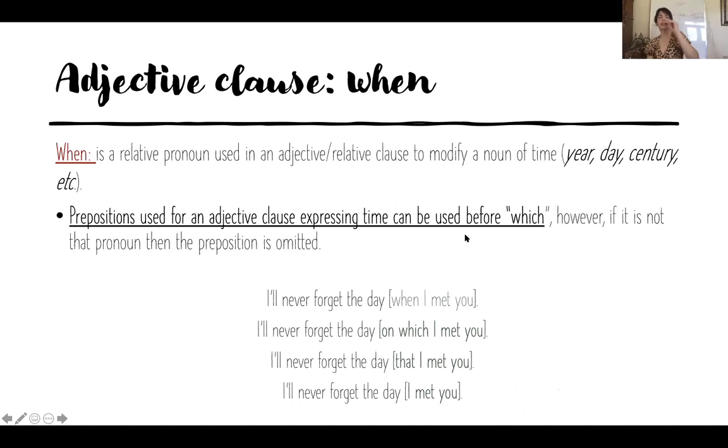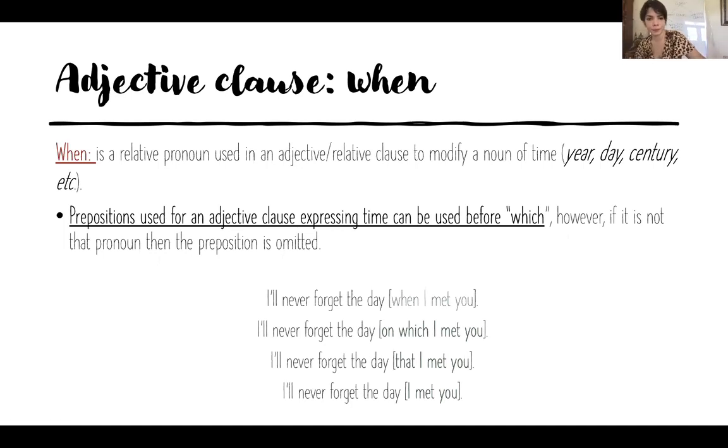Then, the same way that we talk about space with where, we also use the pronoun when to talk about time in an adjective clause: year, day, century, etc. So prepositions used for an adjective clause expressing time can be used before which. However, if it is not that pronoun, then the preposition is omitted. Again, this is a rule of when a preposition is permissible or not.